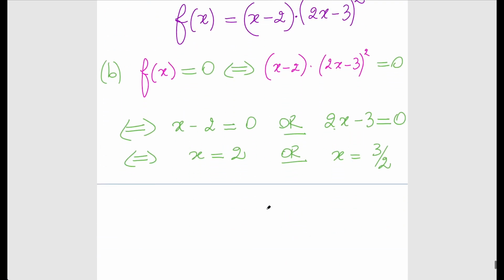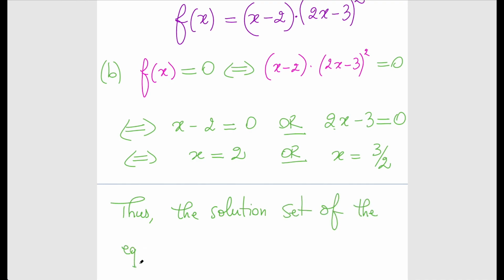So the solution set of the equation f of x equals 0 is just the set consisting of 3 halves and 2, right? These are the only two values for x so that if you plug them back into the function f of x, the output is going to be 0.